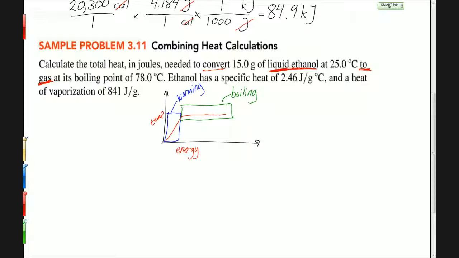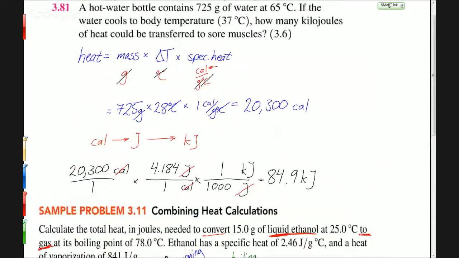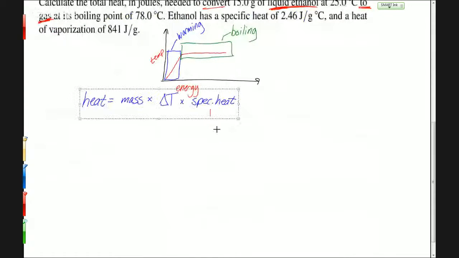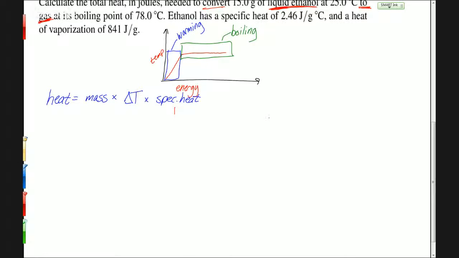The warming part is another problem exactly like what we just did. We have a certain mass of a substance and we're warming it from one temperature to another temperature. So we take its mass, we take the change in temperature, we take the specific heat, we multiply them together just as we did before. So I'm going to simply copy my equation from up here. Down here. Because it's the same. We're gonna use the same equation for that blue part. Now those 3 numbers are going to be different.